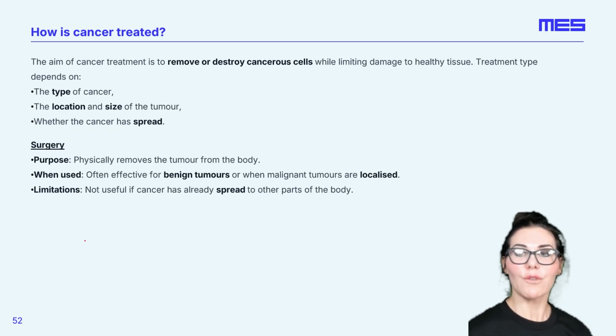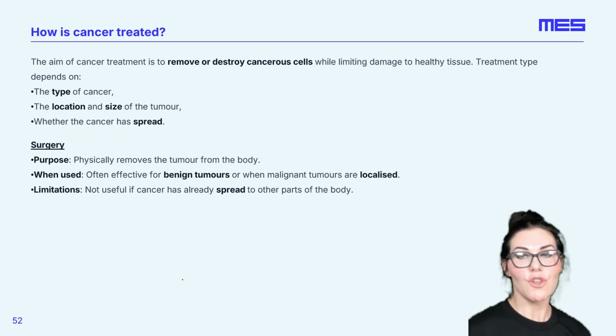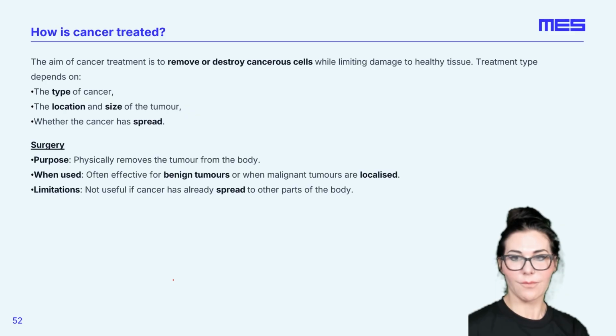Once they've determined what the type of cancer is, then they will decide what to do about it. One of the first things they will do is try and remove the tumour from the body using surgery. Now, this is more common with benign tumours because they haven't spread, they're localised. We don't tend to always do this with cancer that has already spread in the body.